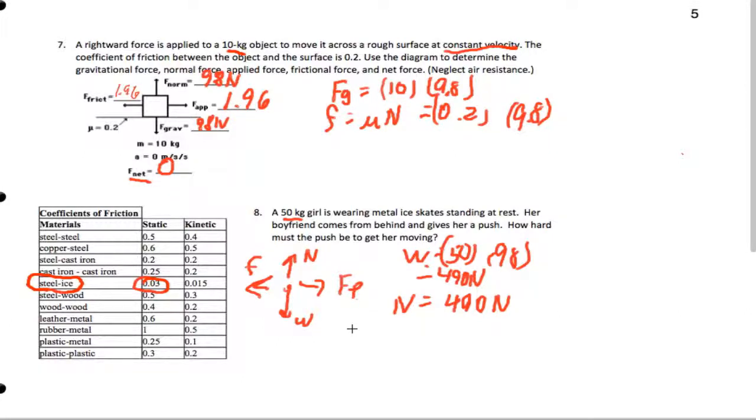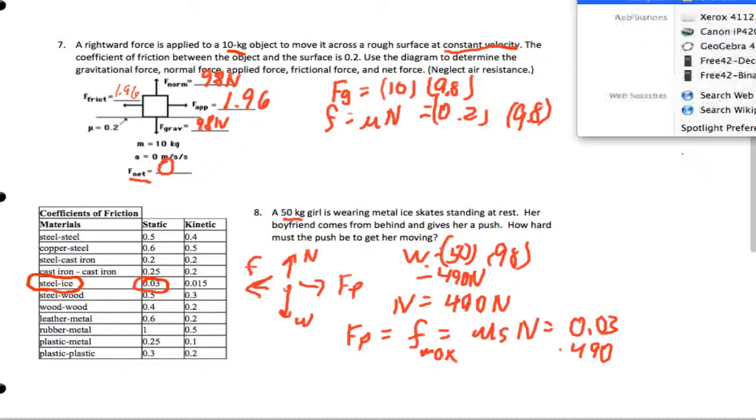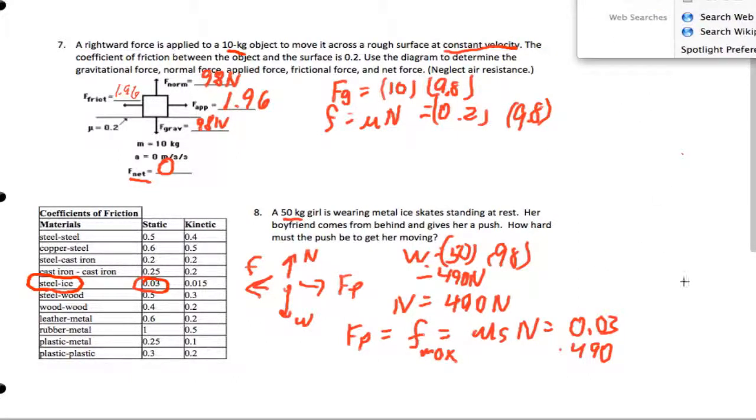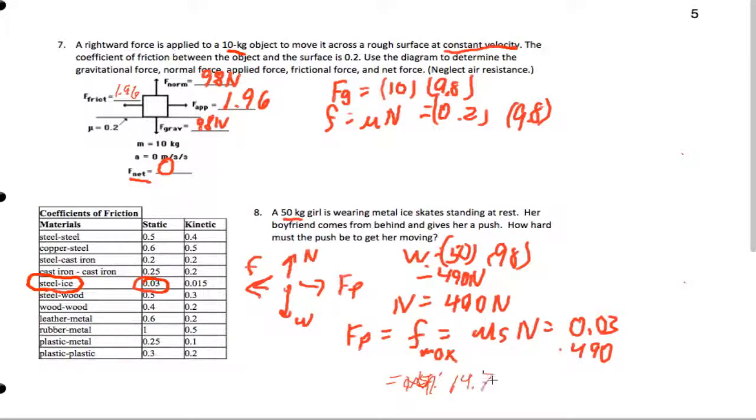So the pushing force actually has to equal the maximum friction force to get her moving, and that's going to be mu static times the normal force, which is going to be 0.03 times 490. We're talking around 5 newtons. Let's just get the exact number. We're getting 15 newtons of force. So 14.7 newtons of force.